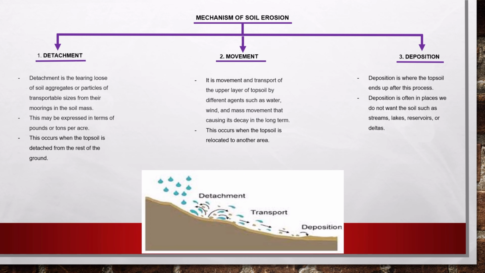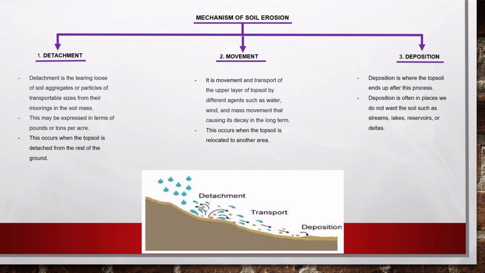Next is about the mechanism of soil erosion. There are 3 mechanisms of soil erosion. The first one is detachment, the second is movement, and the third one is deposition. Detachment is the tearing loose of soil aggregates or particles of transportable size from their moorings in the soil mass. This may be expressed in terms of pounds or tons per acre.